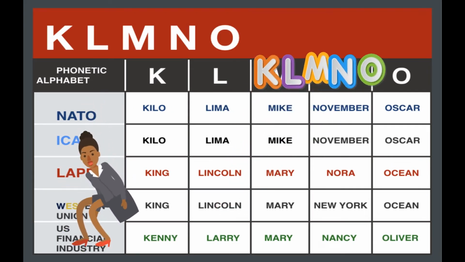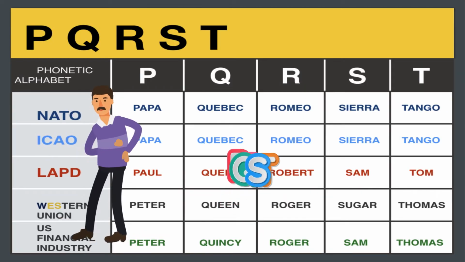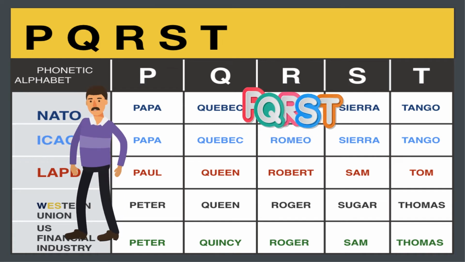Guys, please look at the vertical column. For example, Lima, Lincoln, Larry. For the letter M corresponding codes as in the next words: Mike, Mary. For the letter N: November, Nora, New York, Nancy. For the letter O: Oscar, Ocean, Oliver. Guys, please look at the vertical column. For instance, the letter P corresponding codes as in the next words.